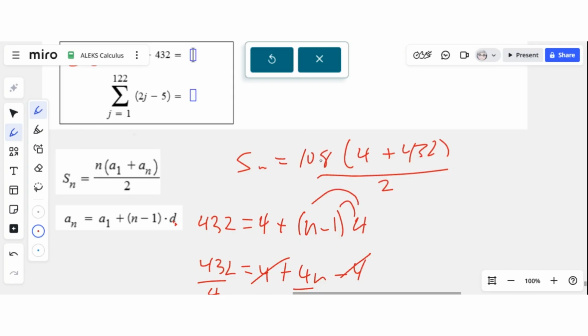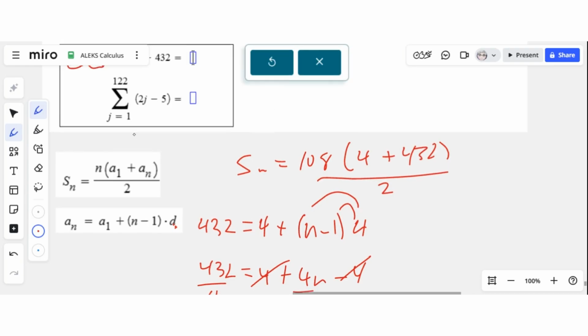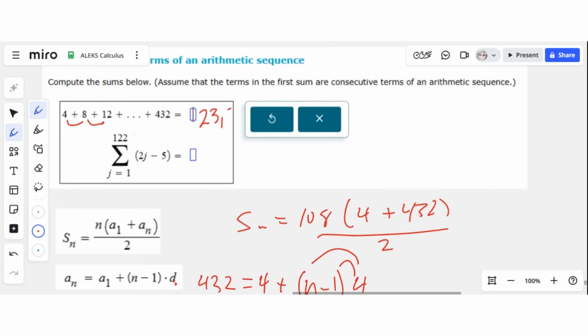And now we're ready to do our calculations. I'm going to pull out a calculator here. So I've got 4 plus 432 times 108, and then we're going to divide that by 2. And what I get is 23,544. So that's our answer here, 23,544. You can tell that this would have been a pain to try to just crank out manually on a calculator by adding as you go up.